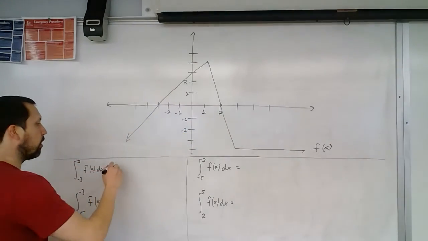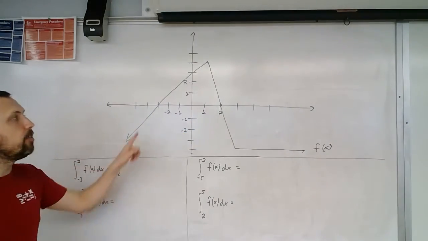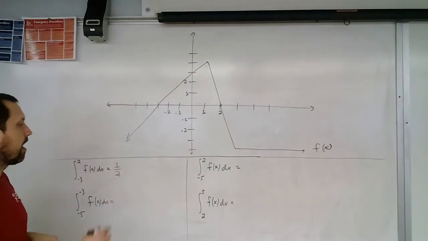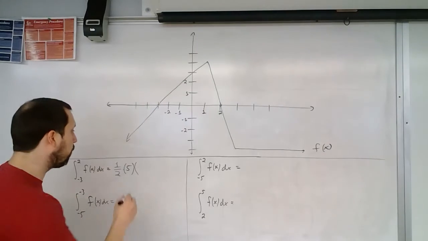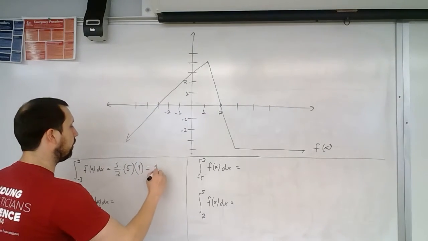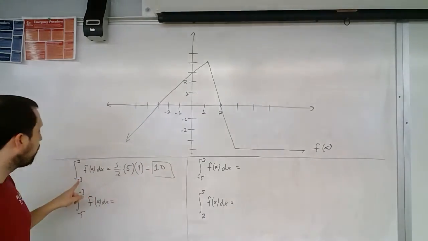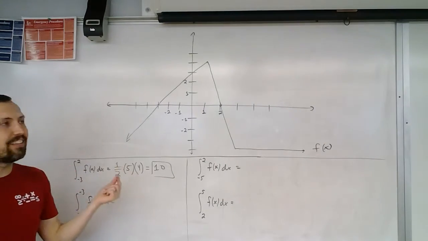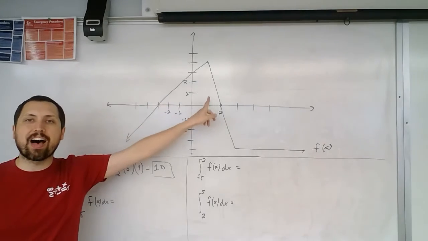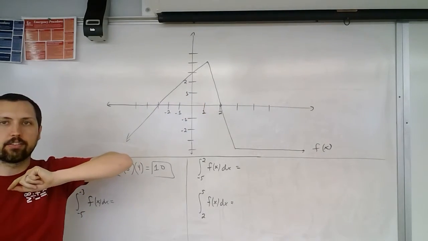So the area we know is going to be 1/2. The base in this case is 5. And then the height we see is 4. So this is equal to 10. So the integral from -3 to 2 of f of x dx is 10 because that is the area, and it's a positive area because we're above the x-axis.